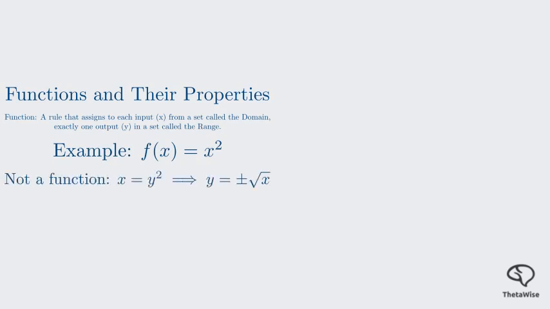Now consider the equation x = y². If we try to write this as a function of x, we'd have y = ±√x. For an input like x = 4, we get two outputs, y = 2 and y = -2. This violates our rule, so x = y² is not a function. A great visual test for this is the vertical line test. If you can draw any vertical line that crosses the graph of a relation more than once, it's not a function. If every vertical line crosses at most once, it is a function.